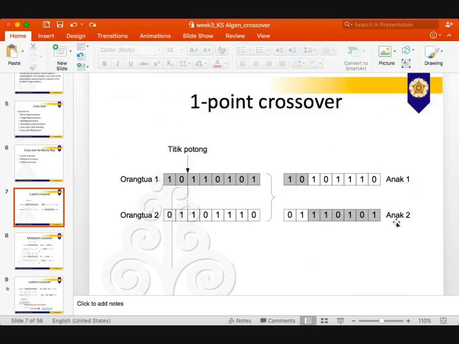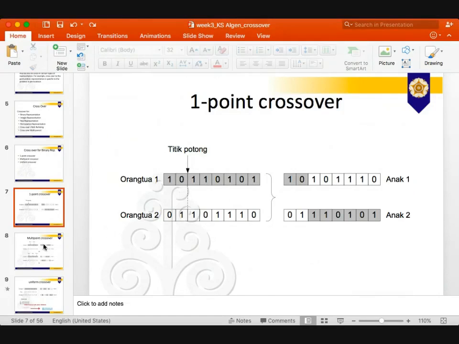Also for the second offspring, locus 1 and locus 2, position 1 and position 2, are copied from parent 2, the second parent, and the rest comes from the first parent. Okay, this is 1-point crossover. If you have any questions, you can ask or write in the live chat here.